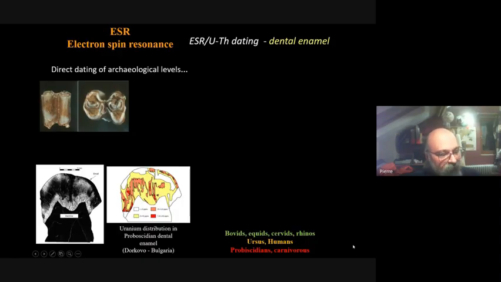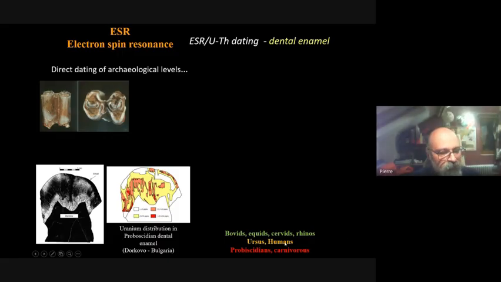And it explains why you have here, in three different colors, the teeth we can use for dating by ESR uranium series. The best are bovids, equids, cervids, and rhino. No problem. The enamel is very thick. There's a lot of it. It is very homogeneous. It works very well.